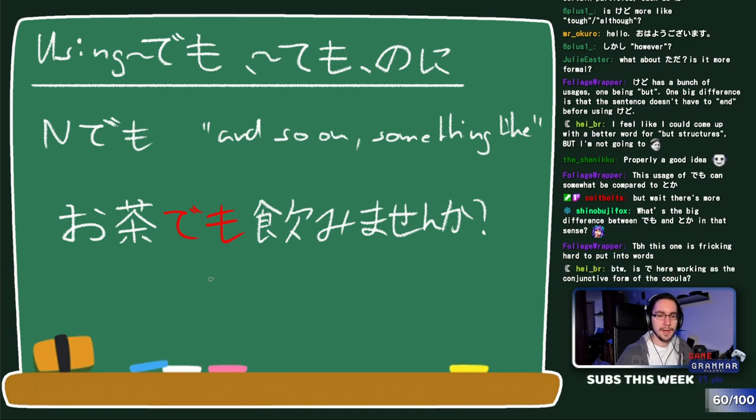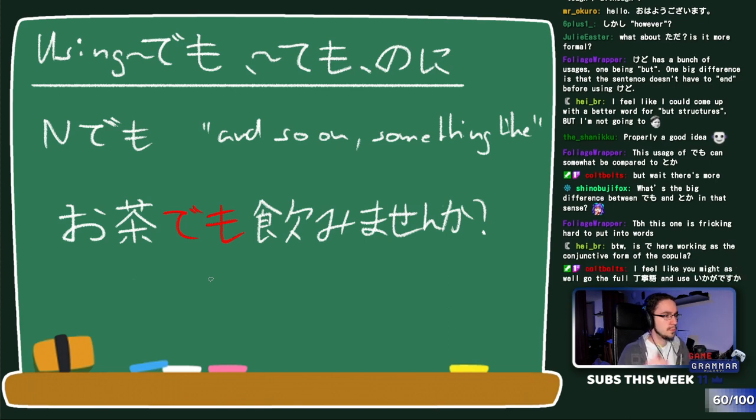This one is hard to... Yeah, so that's why I'm trying to introduce it a little bit, because this is the one that I feel people get confused about the most. By the way, is de here working as the conjunctive form of a copula? Yeah, maybe. I don't know if I would ever think of it like that.